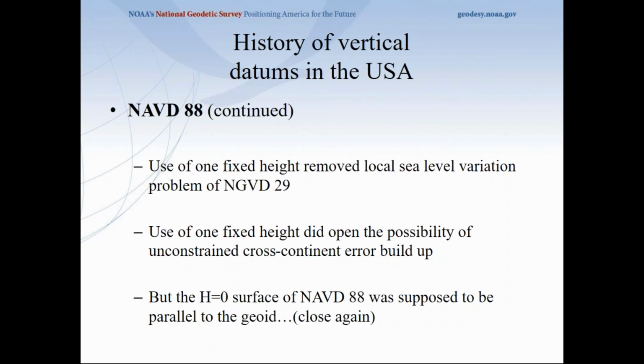Well, if we only have one constraint, which in this case was up in Quebec, you could see that by the time you get to the Pacific Northwest, a whole bunch of error potentially has been accumulated across that network. And again, we thought we had the zero surface correct. For a number of reasons, it wasn't. Some were intentional. We won't go into those today. It was close, but it wasn't exact.